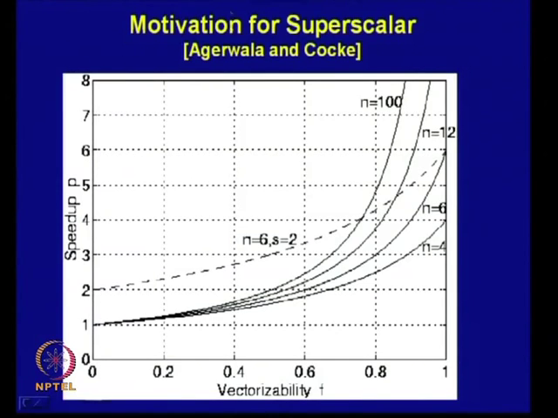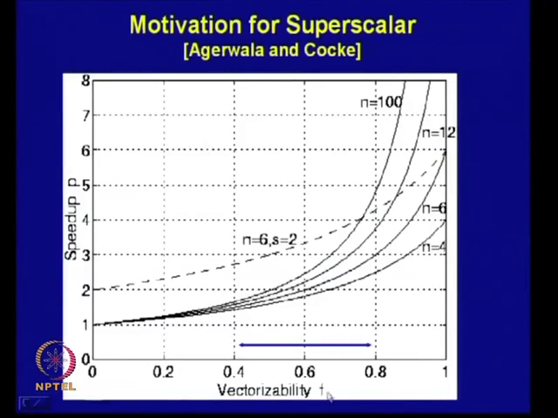So, with this background, let us discuss the motivation for the superscalar processor. Why is a superscalar processor proposed or required? You can see here the vectorizability of a program, that means a particular program which can be vectorized. Vectorizability means parallelism. You can see vectorizability varies from say 0.4 to 0.8, and this is the typical range.